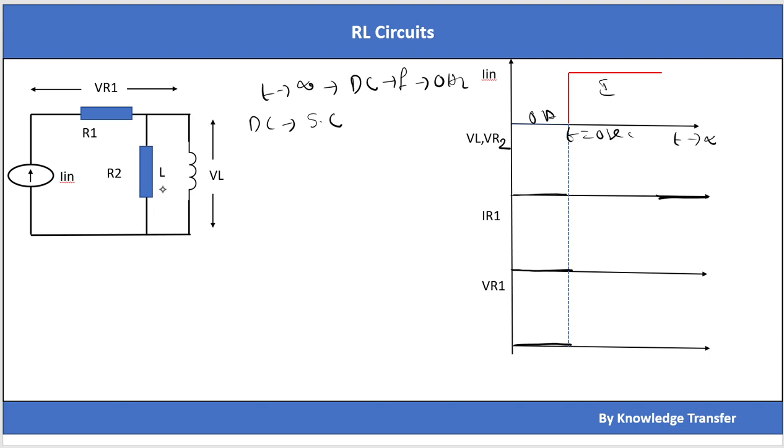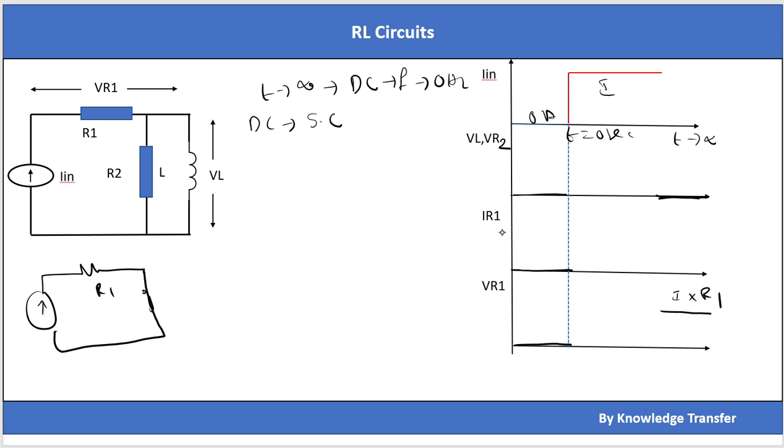VR2 is also 0 volt, because R2 and VL are in parallel, so the voltage across VL and VR2 is 0 volt at t tends to infinity, because this is short circuited. If I redraw the circuit, there is a resistor, and this is a short here, and this is R1. The voltage across R1 will be I into R1.